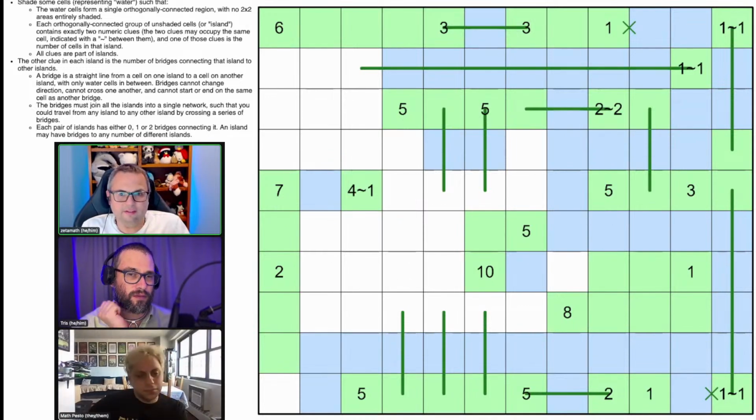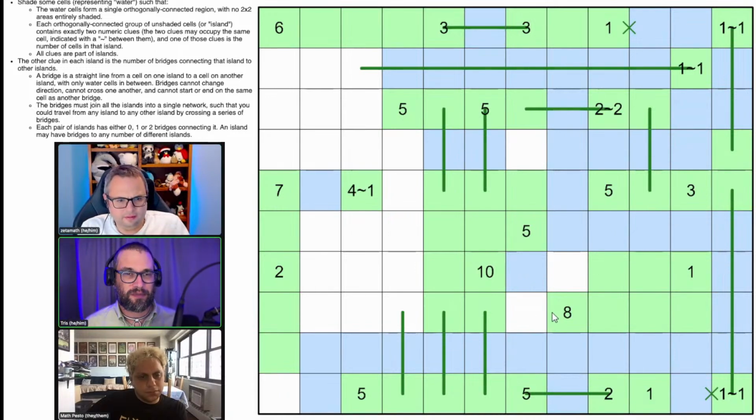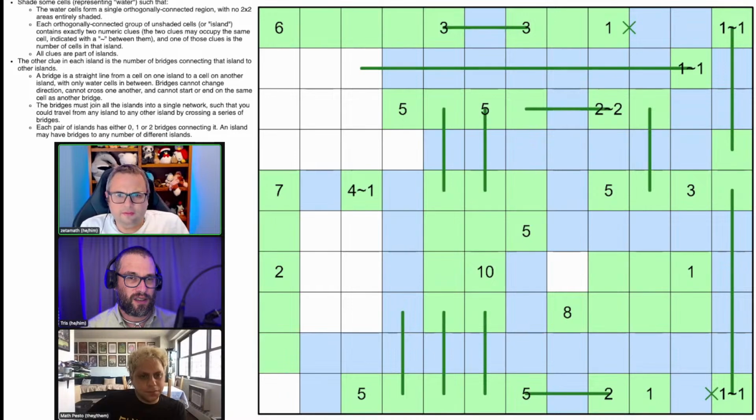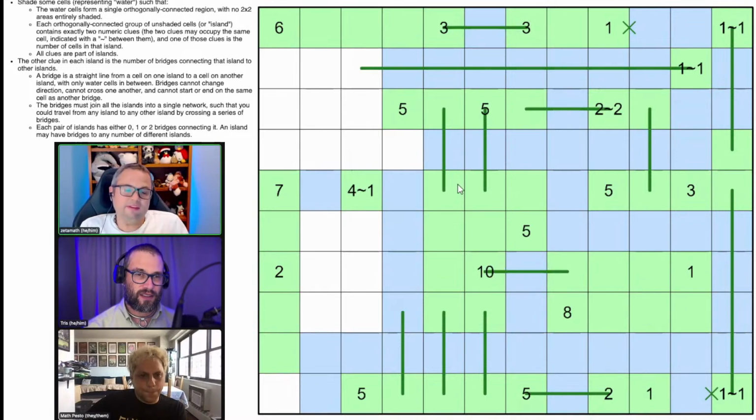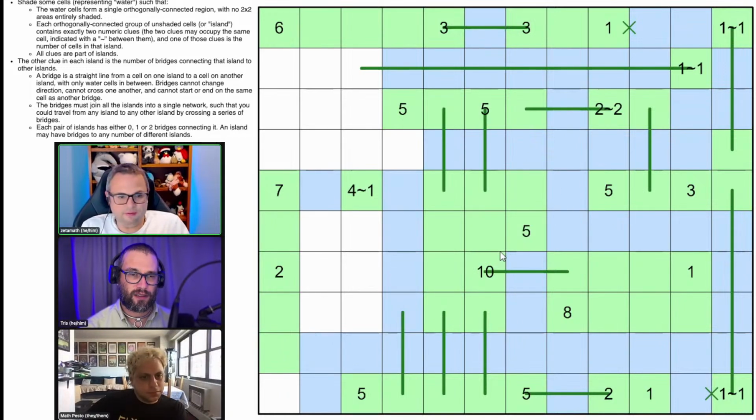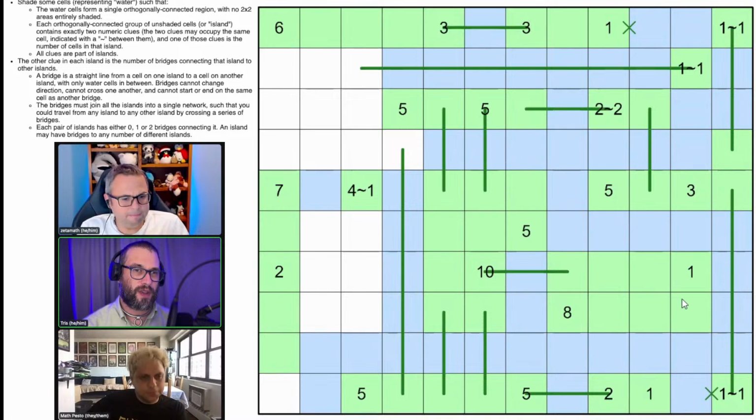So I think that does mean that this island just looks like that, right? I don't think there's any other cells it can plausibly take. Yes, that's okay. And so this is green. And now we do get that bridge there. Yep. And now this island has its 5 bridges, so we don't get to draw any more bridges through this island. That bridge keeps going up at least to there. Yeah.